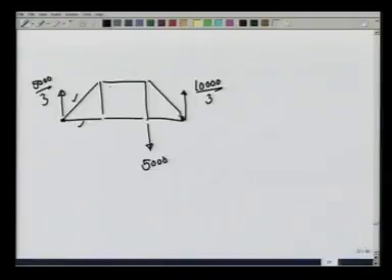Now, if I go to point F, A, B, C, D, E, or point B, I have two of the three forces, I have one force which is known, and therefore I can calculate the other two forces. Let us go to point B.